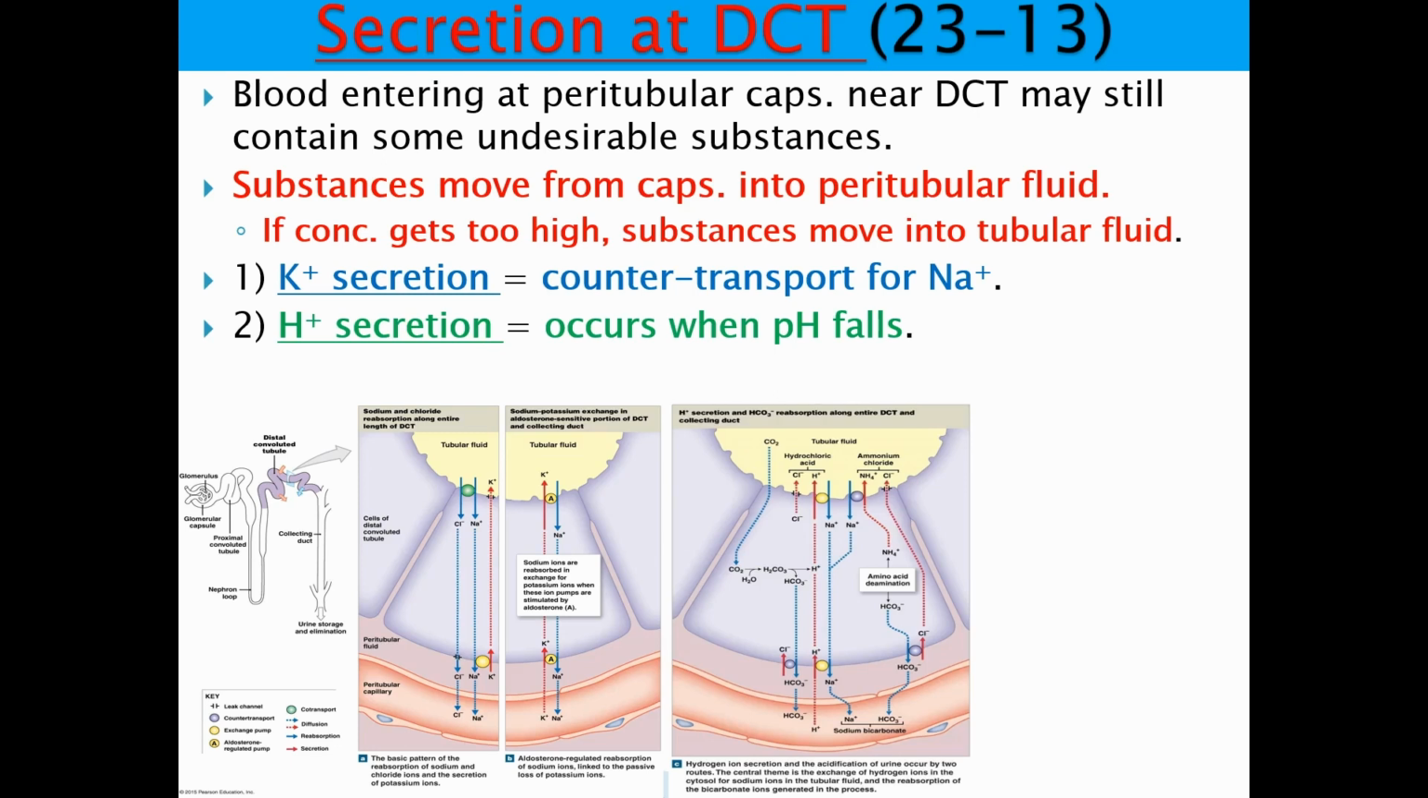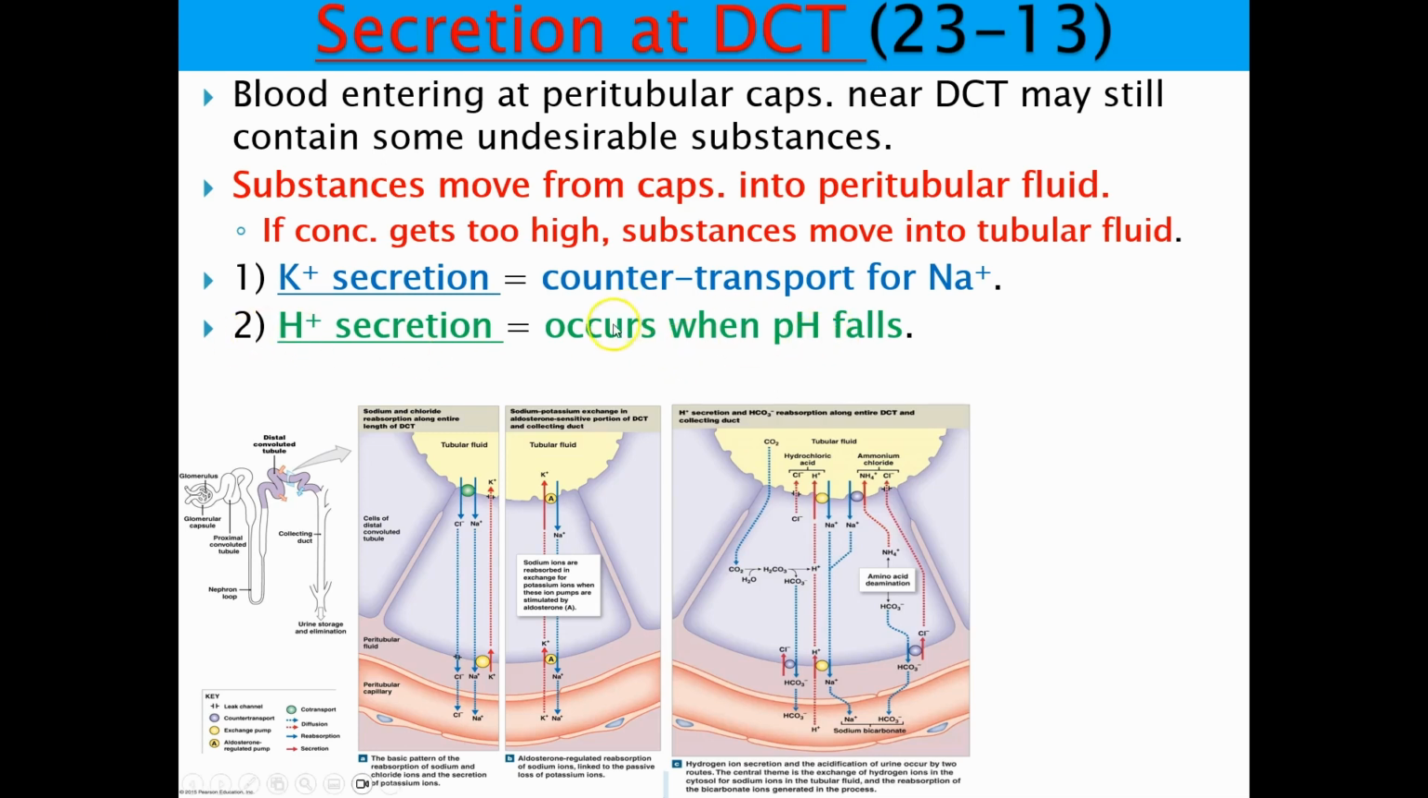All right. So if you remember, H plus secretion occurs when pH falls. So if we have a low pH or an acidic pH, we secrete hydrogen. So that's what you want to add to your notes. When we have an acidic blood, or we have an acidic pH in our body at the kidneys, we're going to secrete H plus ions. By doing that, we're getting rid of hydrogens, and therefore the pH will start to increase.